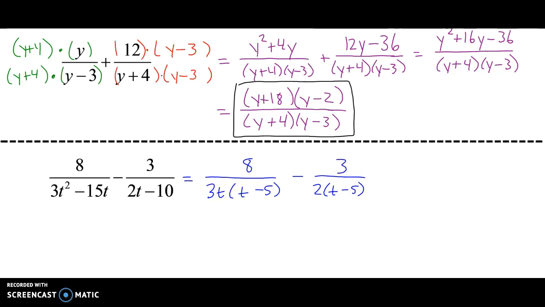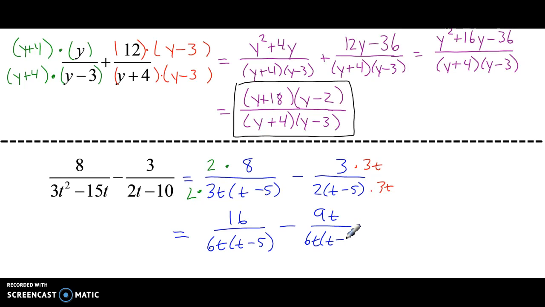So what that means is, when you're building your common denominator, t minus 5, that's already common to both. The only things you have to do to make them match up is that this fraction needs a 2, and this fraction needs a 3t. So then, this fraction here is 16 over 6t times t minus 5. And this fraction is 9t over 6t times t minus 5.